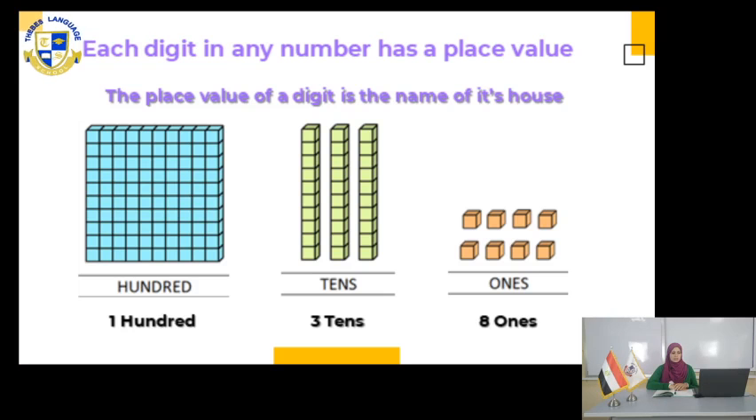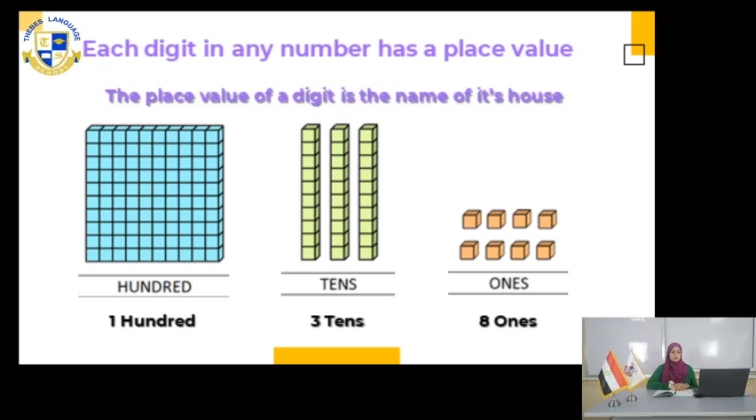In the next page, you have a number. You can write the number in hundreds, tens, and ones. You have the number 138. How many ones do you have? 8. Always start with the ones. You have 8 ones, 3 tens, and 100. This is the number 138.